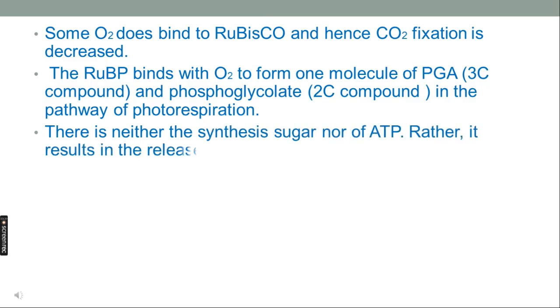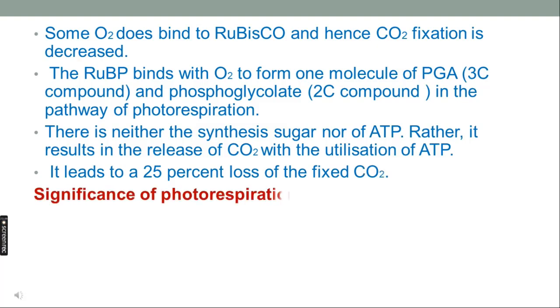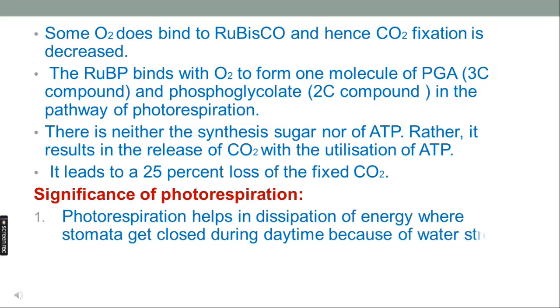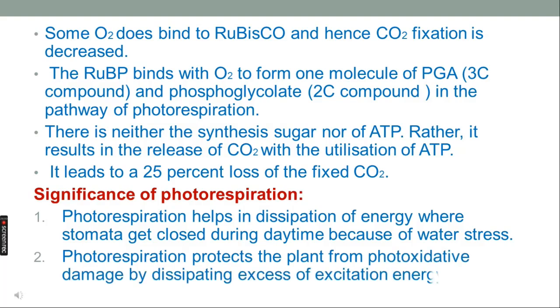ATP. Rather, it results in the release of CO2 with the utilization of ATP. It leads to a 25% loss of the fixed CO2. Significance of photorespiration. 1. Photorespiration helps in dissipation of energy where stomata get closed during daytime because of water stress. 2. Photorespiration protects the plant from photooxidative damage by dissipating excess of excitation energy.